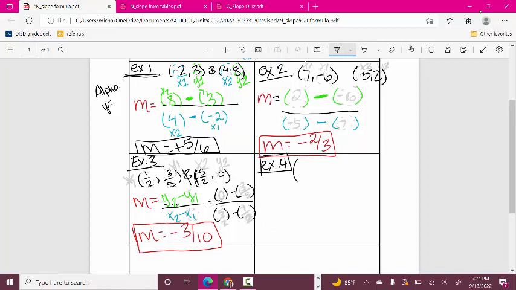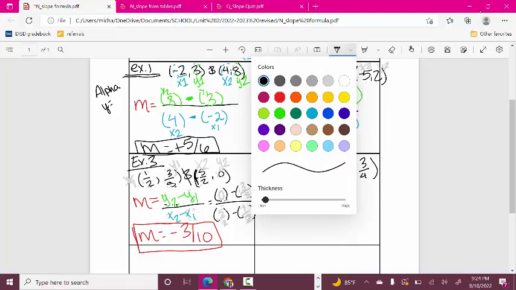Here we want to find the slope between the ordered pair 2 and 2, 3/4. And then the next ordered pair is 9/4, 3/4. Okay. So we want to find the slope between those 2 points.